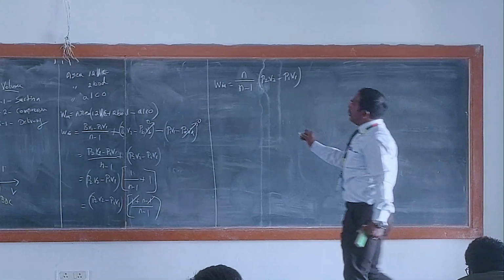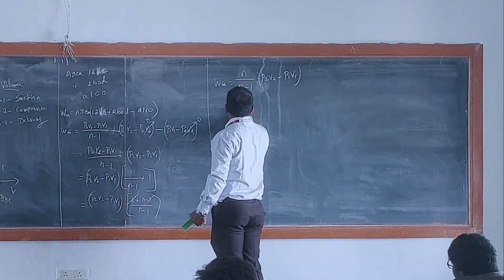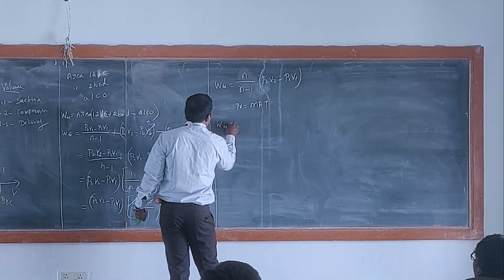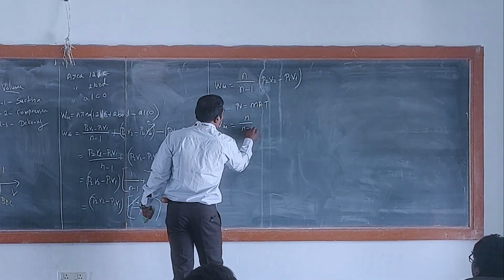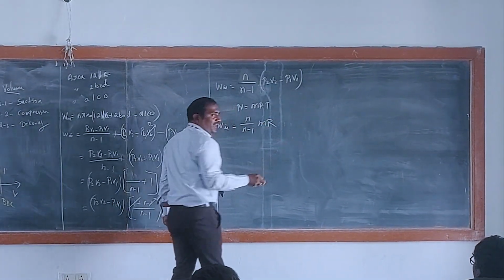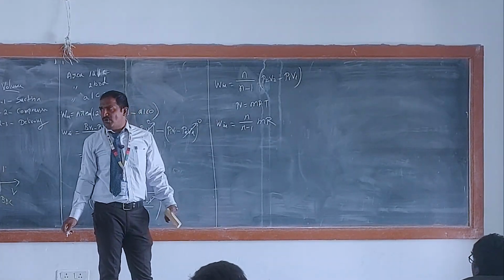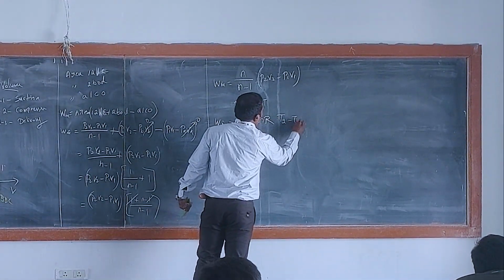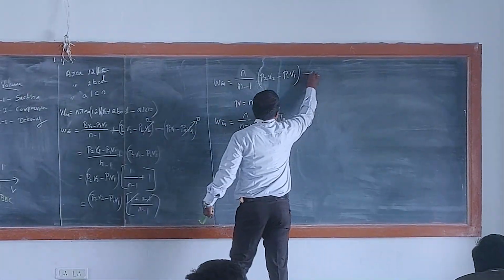What is our PV equal to? PV is equal to MRT. We will substitute now. W in is equal to n by n minus 1. MR is constant. Shall we take outside? We will take outside. The equation becomes T2 minus T1. So this is equation 1.